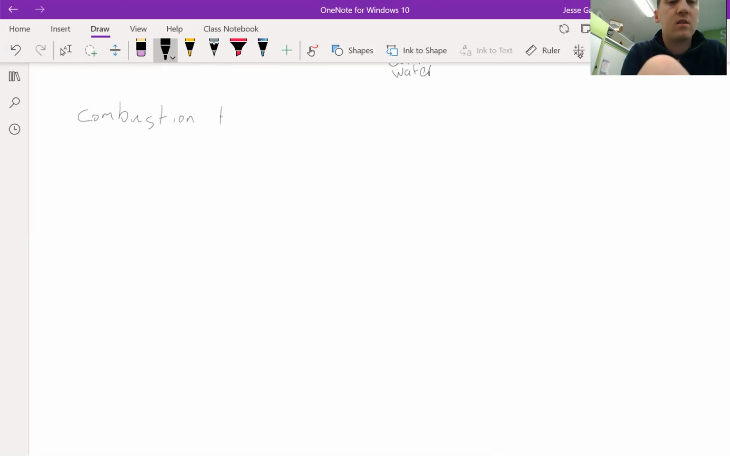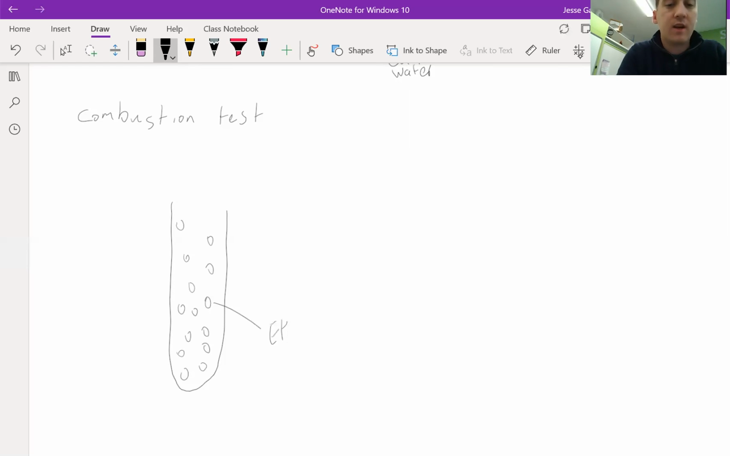Combustion test. Okay, so in a combustion test, we take our test tube that we've collected. Our test tube is full of ethene molecules. You can't actually see them because it's a colorless gas, but I'm just drawing them here. Just make sure you understand that they are in here. We've got ethene gas, and it would obviously be stoppered until you're ready to do the test on it.